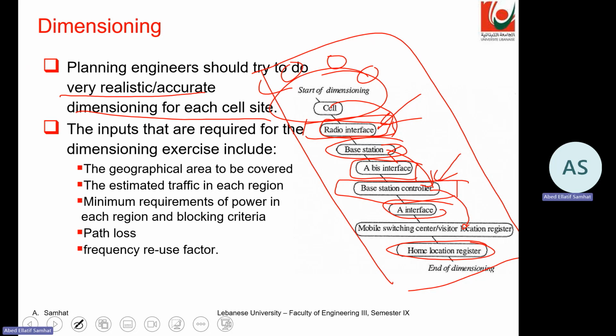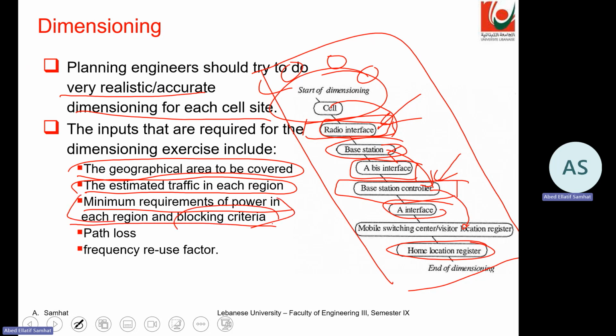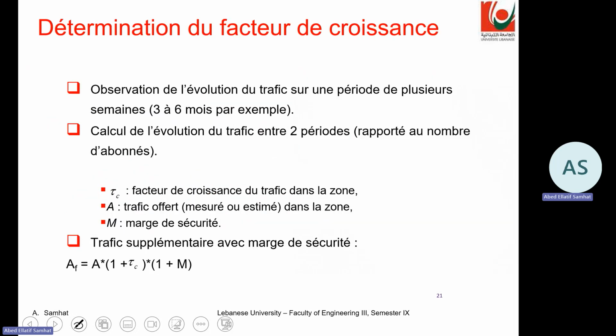So this is the typical dimensioning process done in cellular systems. And to do it, we need the geographical area to be covered, the estimated traffic in each region, the minimum requirement of power in each region, the quality of service, which is the blocking criteria. We will see also the path loss according to the environment, the frequency reuse factor. Those are the parameters that are required in order to be able to do the dimensioning in a cellular system. So let's start with a simple example here.